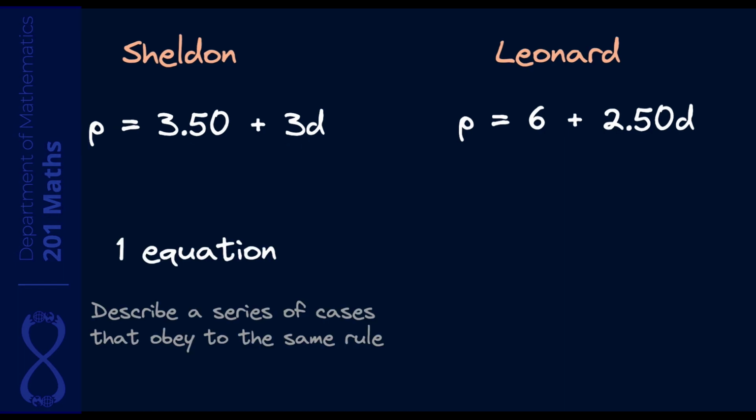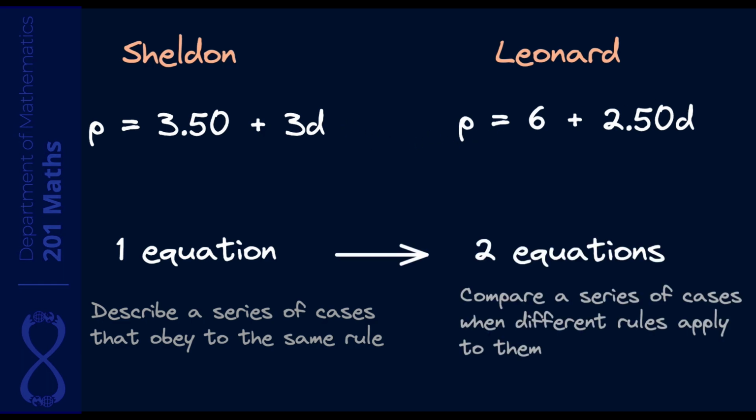Now that we have two examples in front of us, let's bring back quickly the one equation versus the two equations thing. So with one equation in earlier videos, we were describing a series of cases that obeyed the same rule, right? We had this cab driver here, and we calculated the price for 5 miles, 3 miles, 7 miles, whatever. Now what we're going to do is take a distance again of 3 miles, 5 miles, 7 miles, whatever, and plug this distance into the two different equations and compare them.